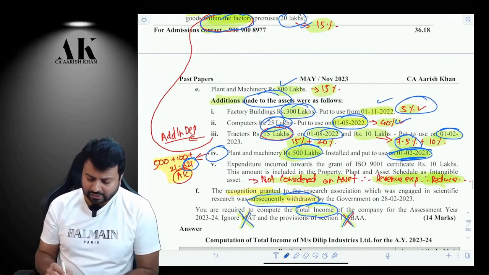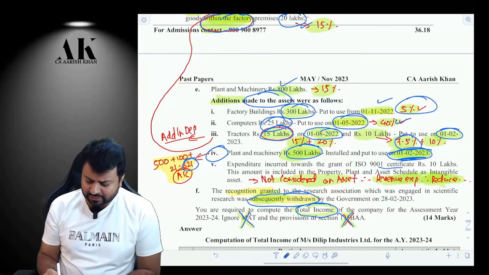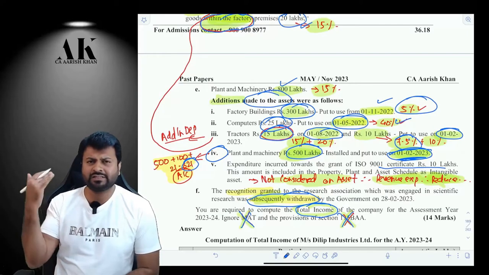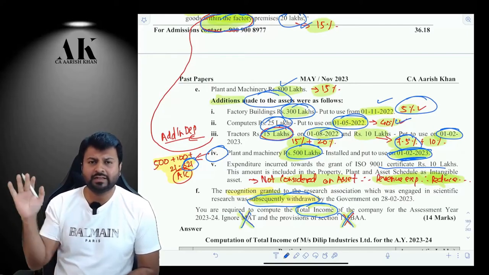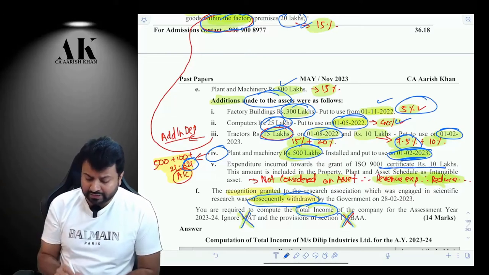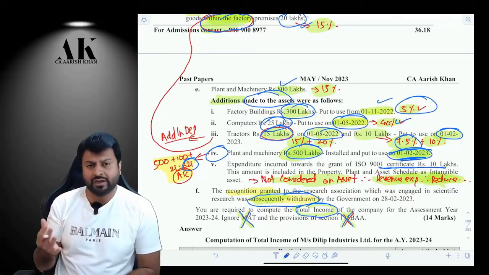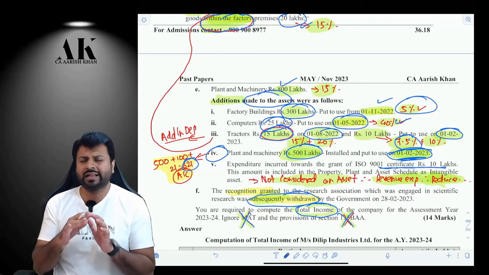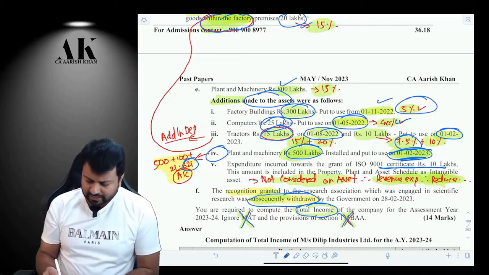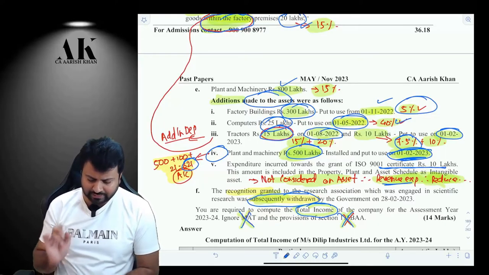Okay. Then you are incurring some expenses on an ISO certificate, 10 lakhs. Now, this is not an asset as per the income tax law. As per ICDS it might be, as per Ind AS it might be an asset. But as per the income tax law, it is not an asset. And therefore, this payment for acquiring the ISO certificate, because to tell the quality of the product you have to make some payment to the ISO people, whatever payment you have made will be allowed as a revenue expenditure. You can claim deduction on that. Check it, please.